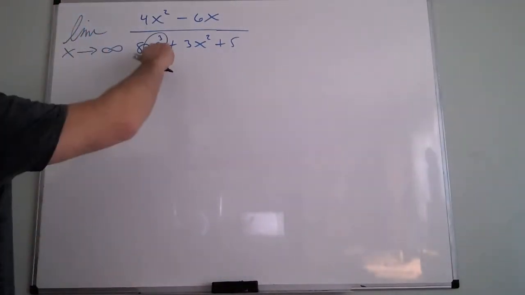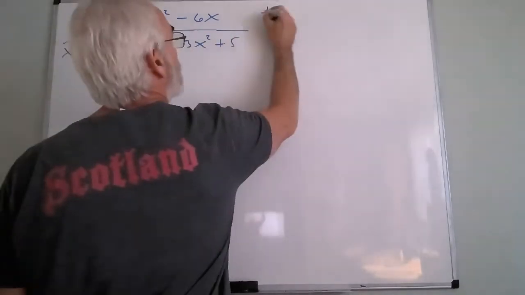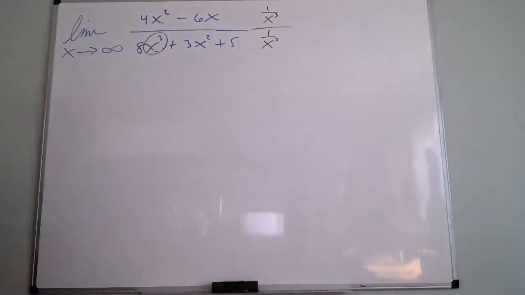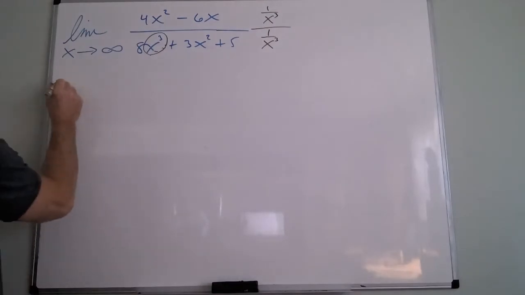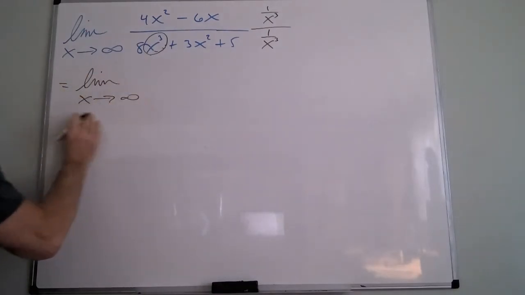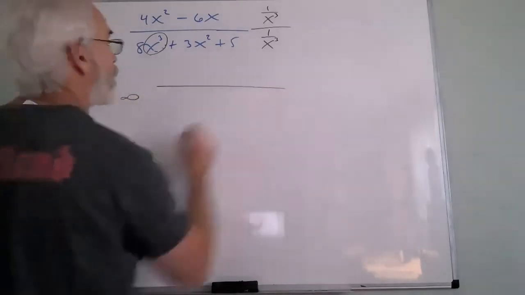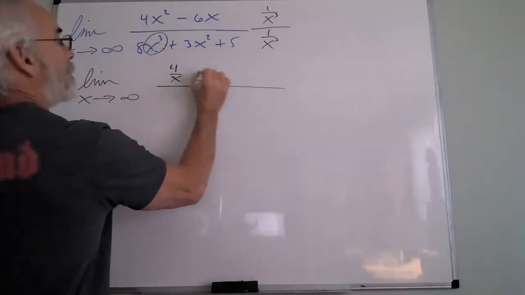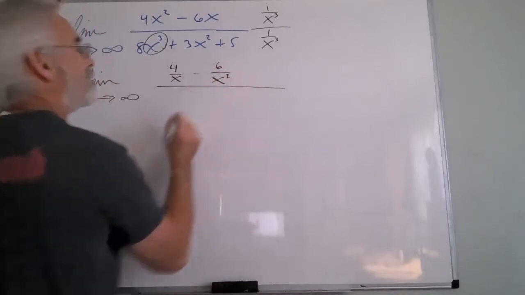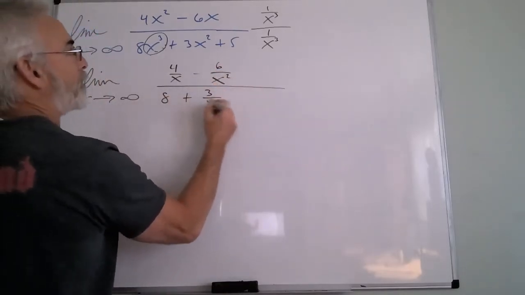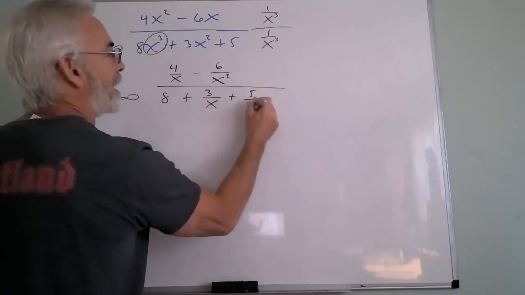Yeah, don't do that. No, use this guy, multiply top and bottom by its reciprocal. That's a legal move, but it creates a situation that some of you may not be familiar with, so I'm going to give you a little bit of vocab. On top, I'll have 4 over x minus 6 over x squared. On the bottom, I have an 8 plus 3 over x plus 5 over x cubed.